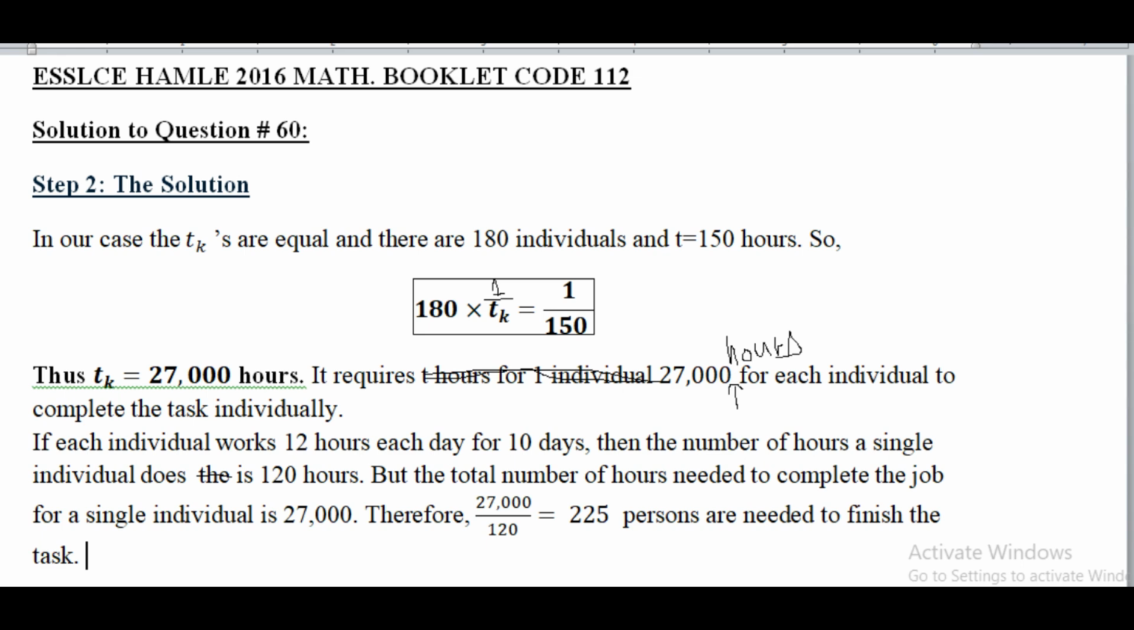If each individual works 12 hours each day for 10 days, then the number of hours a single individual does the job is 120 hours.